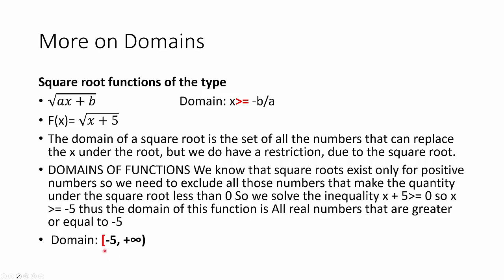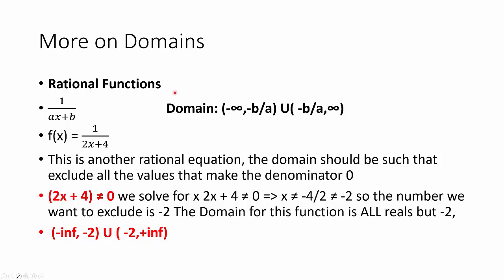Rational functions. Also, we need to exclude some numbers. And these are the numbers that make the denominator equal to 0. So, in the case that we have a linear function at the denominator, we have to solve it and find the number that makes it 0. 2x plus 4 should be different than 0. In order for this to be different than 0, then x must be different than negative 2.